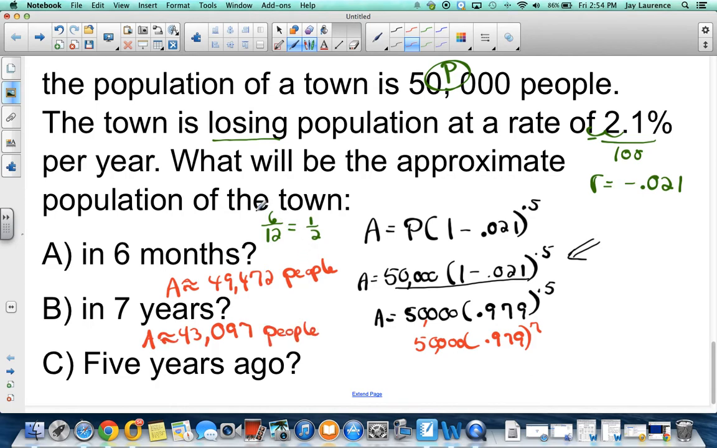Okay, now does that make sense? In 6 months, we're still pretty close to the population. But 7 years later, we're down almost 7,000 people. Yeah, that should make a lot of sense.